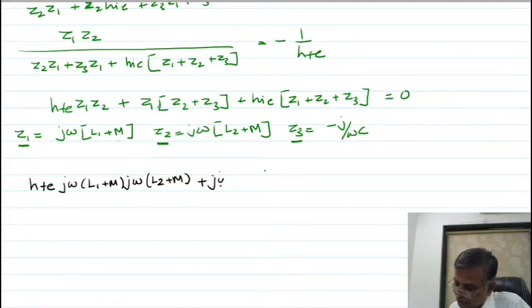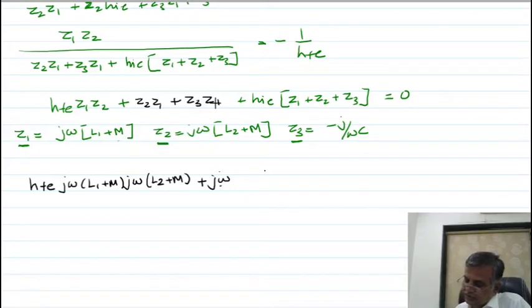Z1 is jω. Let me write it like this. I am making it simple so that it becomes very easy for the simplification. Let me write here, this is your Z2 Z1 plus Z3 Z1. So it becomes very easy for us to simplify. Look here. So hfe, jω(L1 + M), jω(L2 + M), Z2. Z2 is what? jω(L2 + M). What is L1? jω(L1 + M).